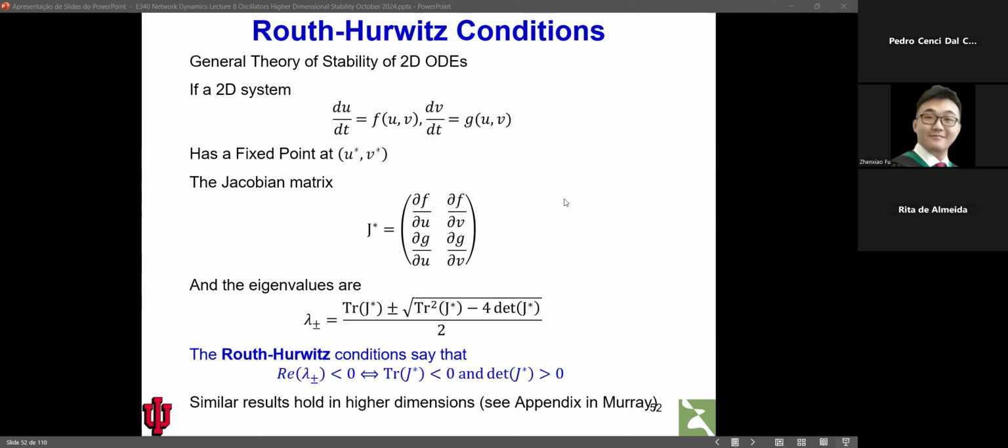The Routh-Hurwitz condition says that if the real part of lambda plus and minus is less than 0, which is the same as the trace being less than 0 and the determinant being larger than 0, then you have stability. And similar results hold in higher dimensions. There is an appendix in Murray's book.